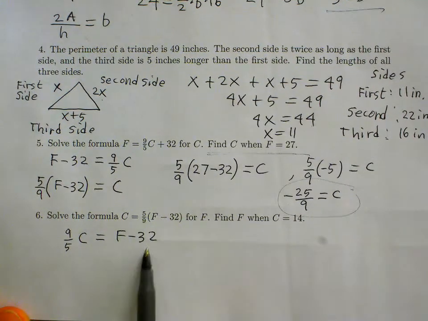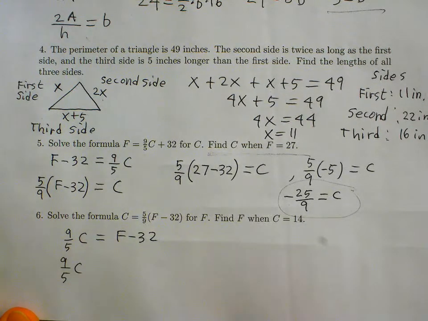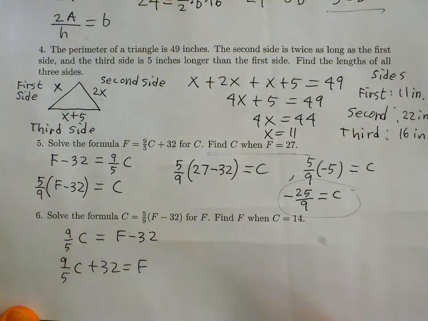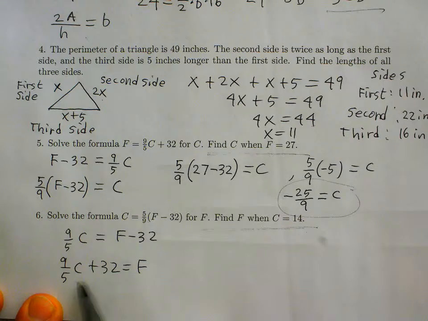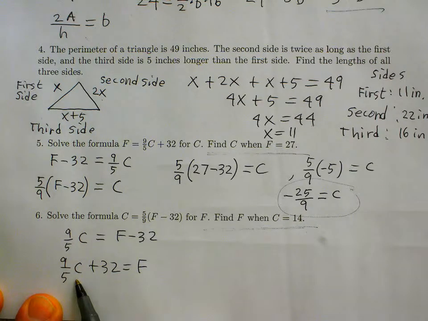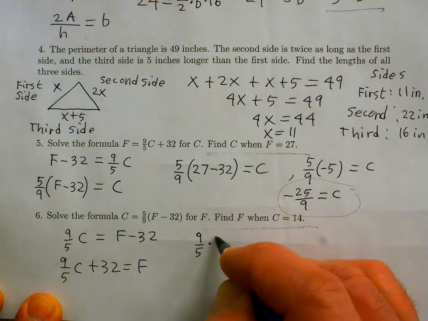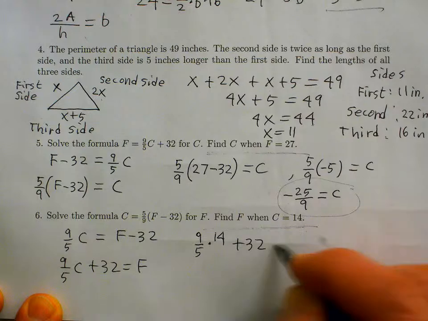And then add 32 to both sides. We get 9/5 times C plus 32 equals F. And then the second part, find the value of F when C equals 14. So in this formula, just replace C with 14. So we get 9/5 times 14 plus 32 equals F.